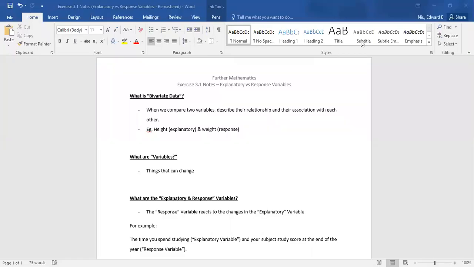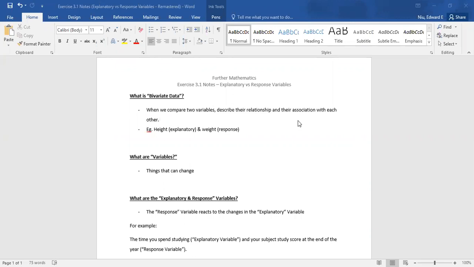In exercise 3.1, we are introduced to explanatory versus response variables. This is pretty much the start of bivariate data. And before we get to explanatory versus response variables, let's just review what bivariate data means. Bivariate data is when we compare two variables and we describe their relationship and their association with each other.